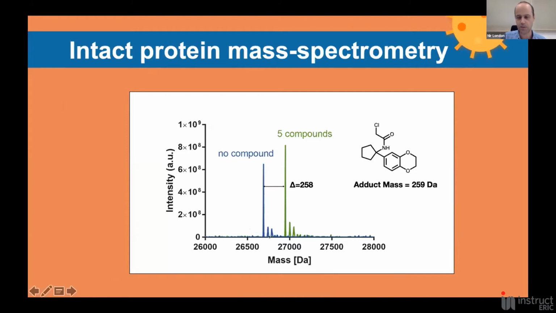In blue, you see the deconvoluted spectrum of the protein not incubated with any compound. So this is the actual mass of the protein. And in green, you can see the spectrum after 24 hours incubation with 5 compounds. As you can see, this protein was labeled to 100%, since we don't see any residual non-labeled protein, by a compound which has an adduct mass of 258 Daltons. And it happens that this is one of the compounds in the pool, and it exactly matches the delta in mass. And so we can both identify which compound labeled and quantify the percent labeling. And we have done so for a large number of proteins so far.